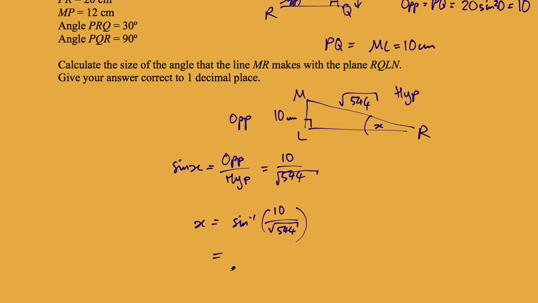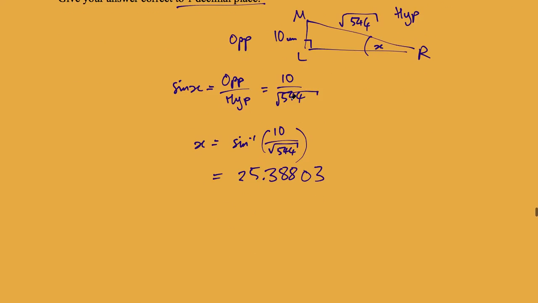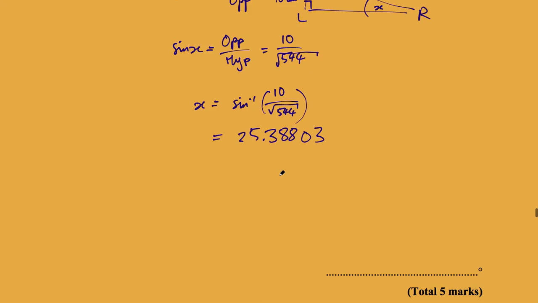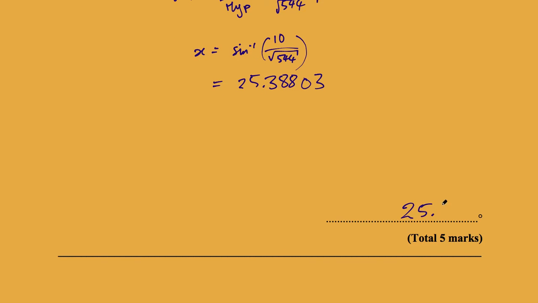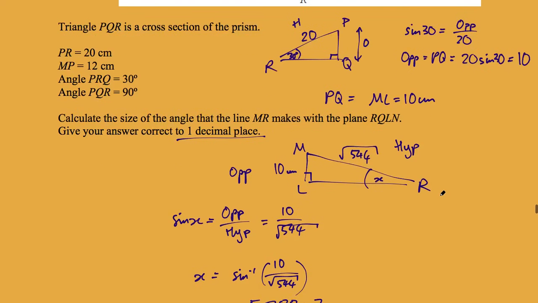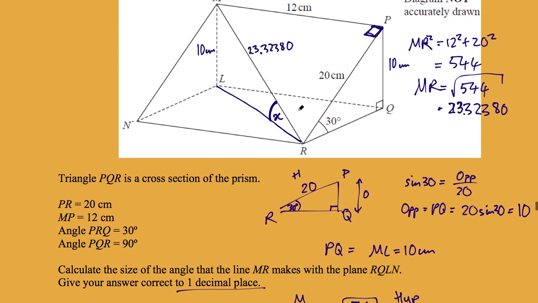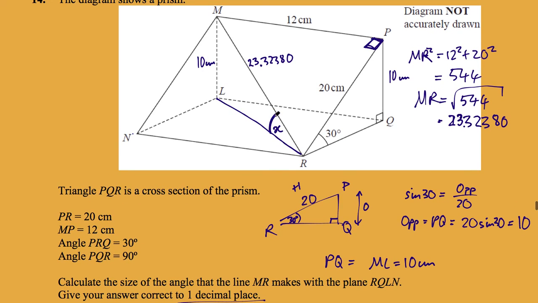So on my calculator, I'm going to do square root 544, 10 divided by that answer, and then press shift sine to the minus 1 of that answer, and that gives me 25.38803, and I need to give my answer correct to one decimal place, so that is 25.4 degrees. And looking at that picture, 25.4 degrees, I can't tell whether it's totally right just by looking at the picture, but I can see that it's roughly correct. It should be a very small acute angle, and that's what it is.